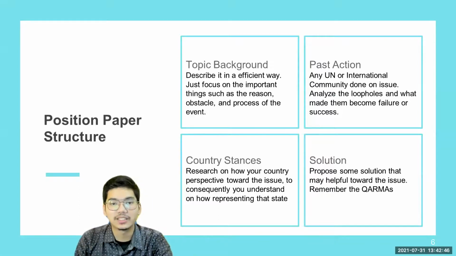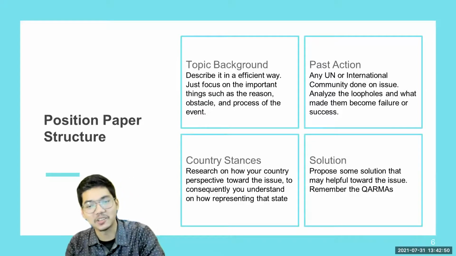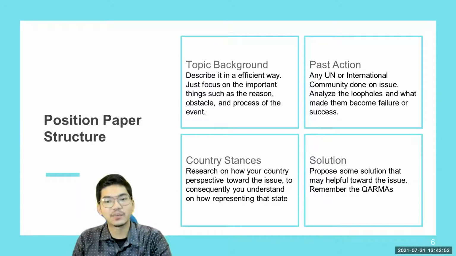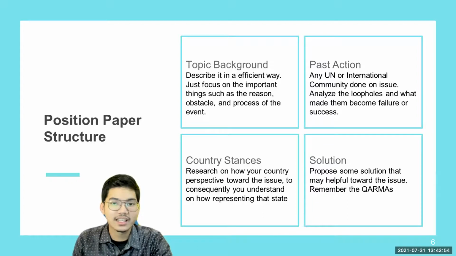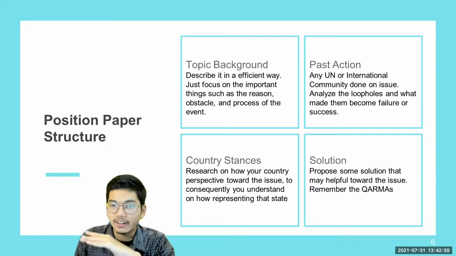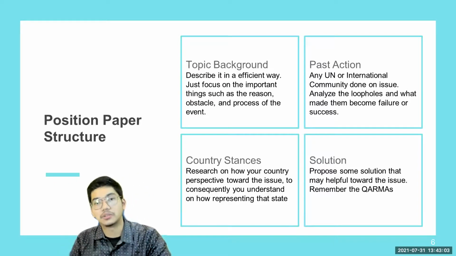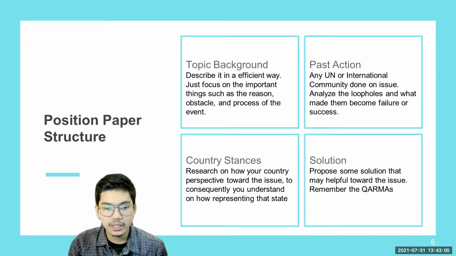So this is the hard one, right? This is the hard one. So I want you guys to focus, since this is the hard one. This is the structure of position paper. I'm not going to explain it after I show you the example of position paper, but generally we have background, past action, country stance, and also solution. Now I will share my screen to all of you to show an example of position paper.